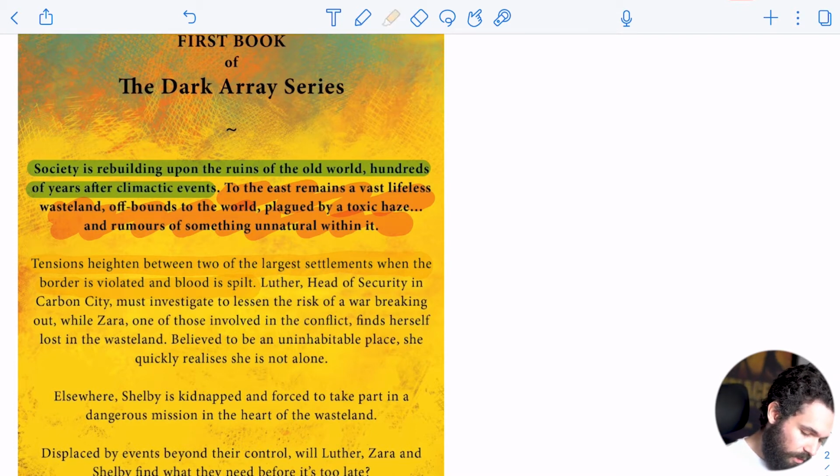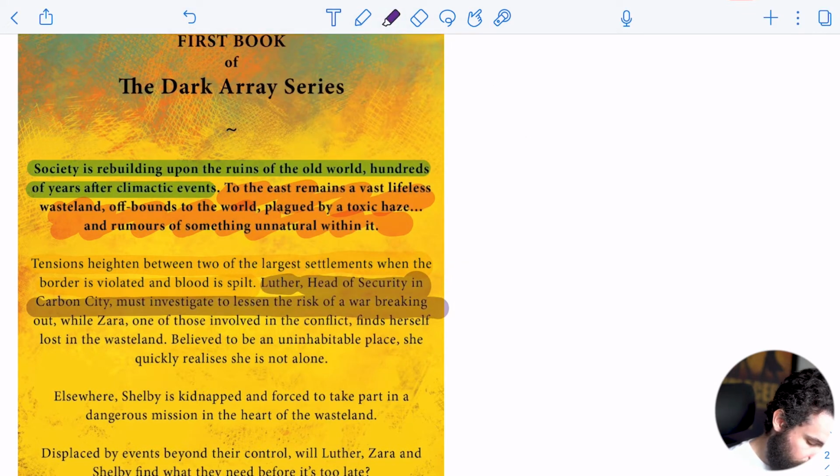Which goes on to the next one. But yes, Luther, head of security in Carbon City, must investigate to lessen the risk of war breaking out, while Zara, one of those involved in the conflict, finds herself lost in the wasteland. So again, there are two obvious sections here: one is about Luther and one is about Zara. Let's get a different colour, that might be too dark, but essentially that's going to be for Luther. The colours aren't really translating here, but never mind. For Luther, head of security, you're going to have maybe an art piece of him with the background of the city, with this writing flowing over it as he's pondering what he can do to help out.